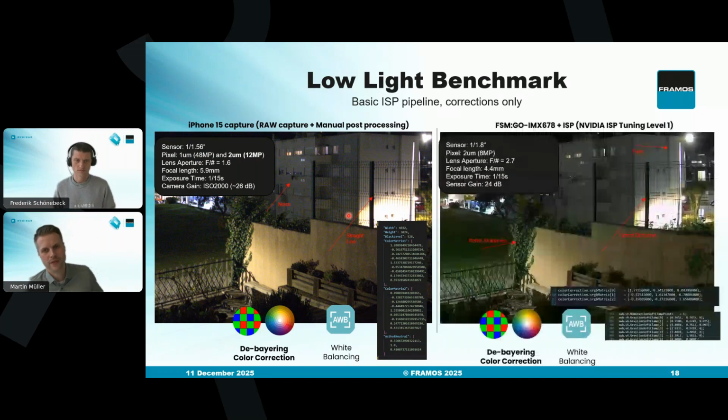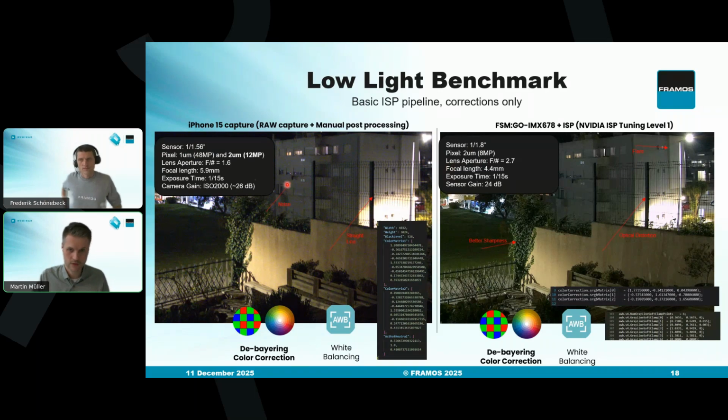On the other hand, we have the FSM Go's IMX678, which is, I guess, a good candidate for a comparison because it also uses a 2 micrometer pixel, and it has a similar sensor size, so it's not so different. And also the resolution is in the ballpark. So we have here 12 megapixels versus 8 megapixels. I set the exposure time to exactly the same value the iPhone chose, so 1/15 seconds, and I applied a gain of 24 dB, which is also similar to the iPhone. Just noting that the FSM Go 678 uses an f/2.7, and you already learned what that means.